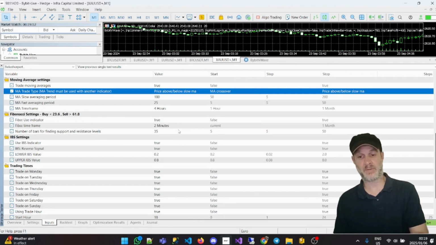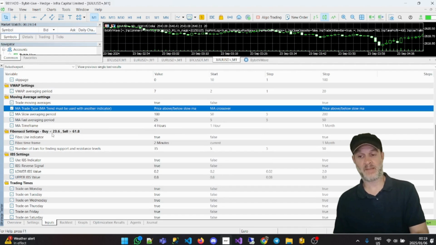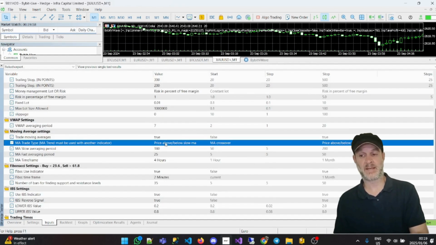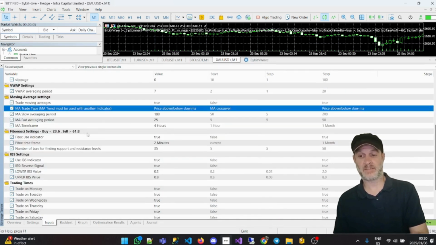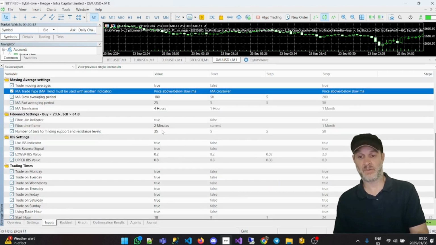So using that with the VWAP, if the price is below the 23.6 and the price is above the VWAP, it will look for a buy entry. If the price is above the 61.8 and the price is below the VWAP, it will look for a sell entry. And then also you could check how many bars you want your Fibonacci levels to be created, and also which time frame you want your Fibonacci levels on.